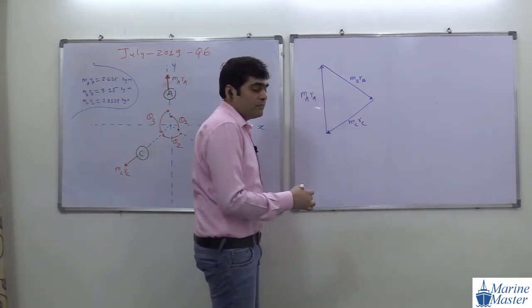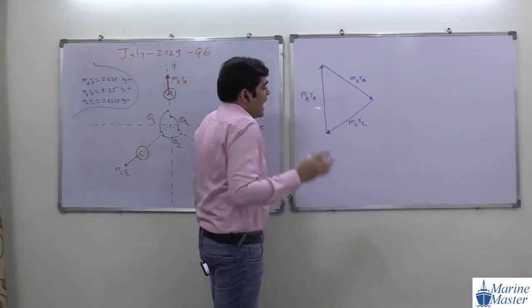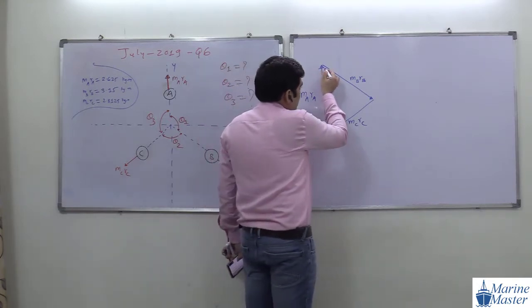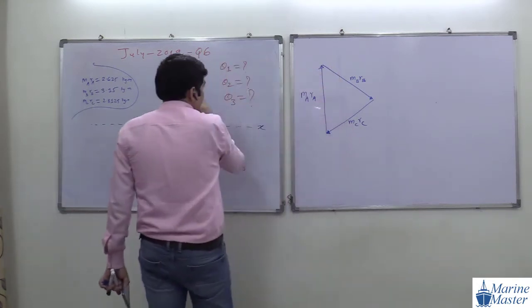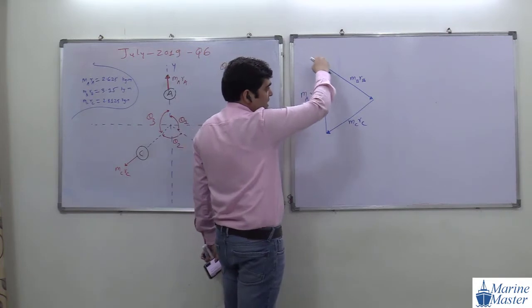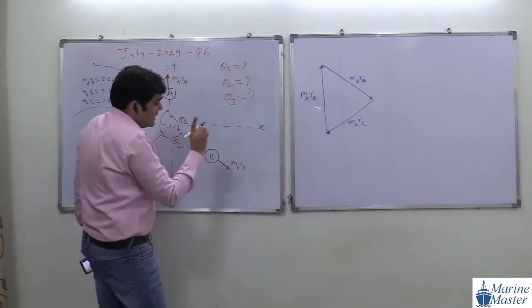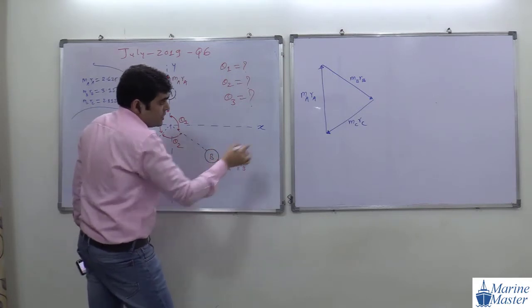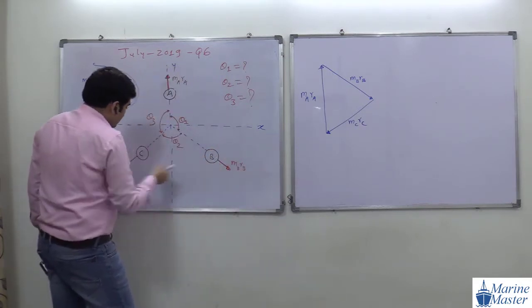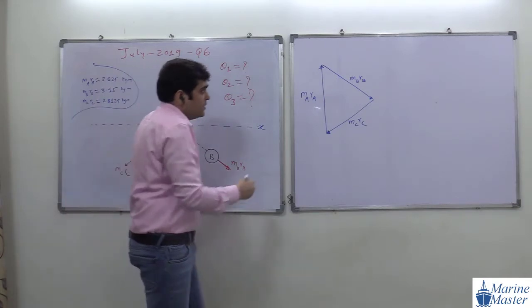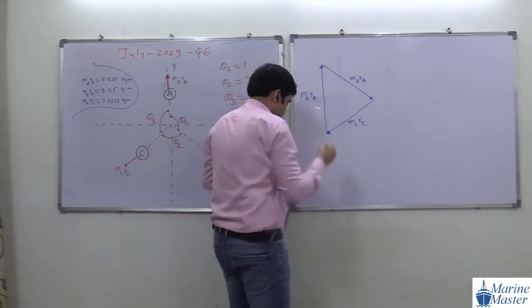See how they form. We have drawn MARA. After MARA, what we have drawn? From the point where MARA ended, we have started MBRB, in the same direction. And then where MBRB ended, MCRC must end. Okay. Now try to see the scenario.